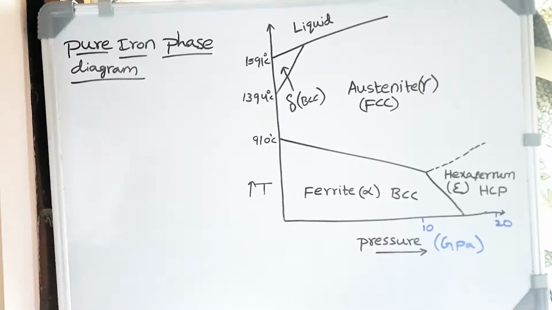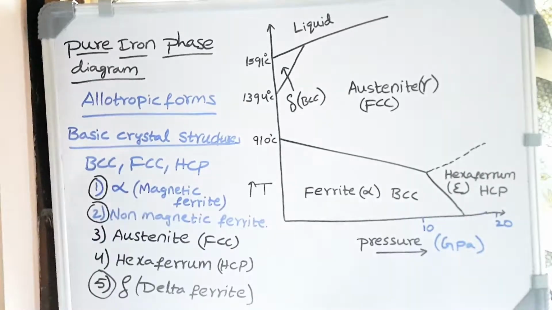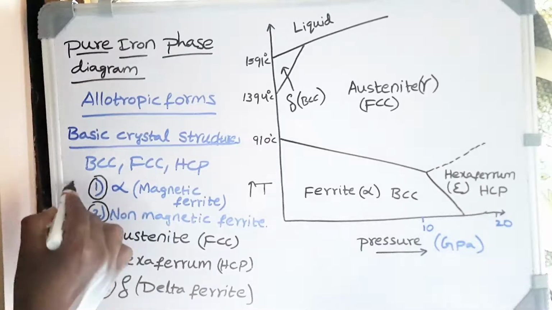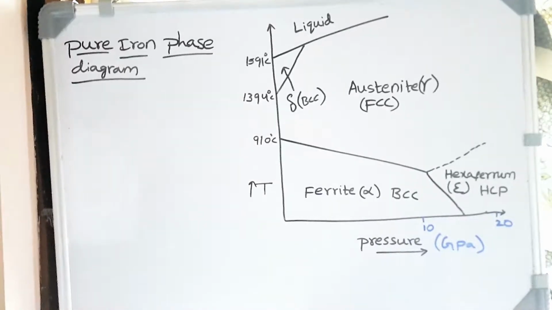Let's look at all the forms in which iron exists, all the allotropic forms of iron. The basic crystal structures possible for iron are BCC, FCC and HCP. If you look at all possible transitions, there are these five. Alpha ferrite, which is magnetic ferrite, converts to non-magnetic ferrite when it reaches a temperature of 768 degrees centigrade. And we have austenite, hexaferrum which is HCP iron (I'm going to discuss more about how we get HCP iron), and delta ferrite. Out of these, the 1st, 2nd and 5th have the BCC crystal structure, and austenite and hexaferrum have FCC and HCP respectively.